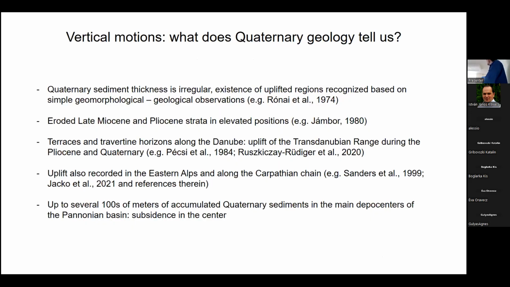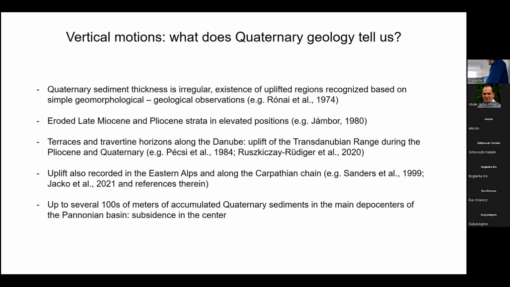all the literature and ask the question, what does quaternary geology tell us about uplift and subsidence patterns in the Pannonian region? So first observation, that quaternary sediment thickness is quite irregular. So there are some uplifted regions which can be recognized based on simple geomorphological geological observations. There are late Miocene, Pliocene strata that are eroded in elevated positions. So there must be some regions that experienced uplift throughout the quaternary.